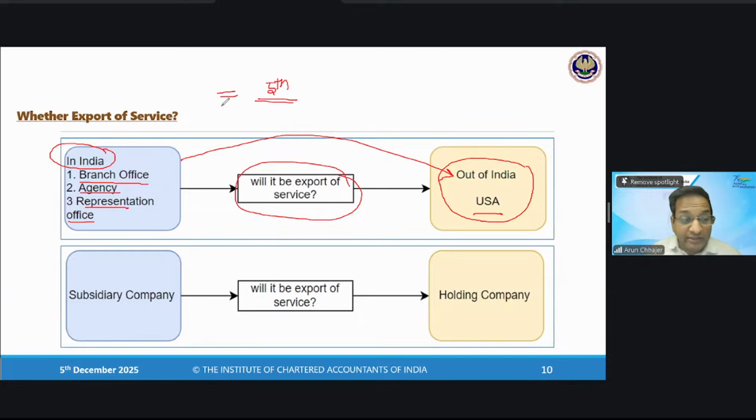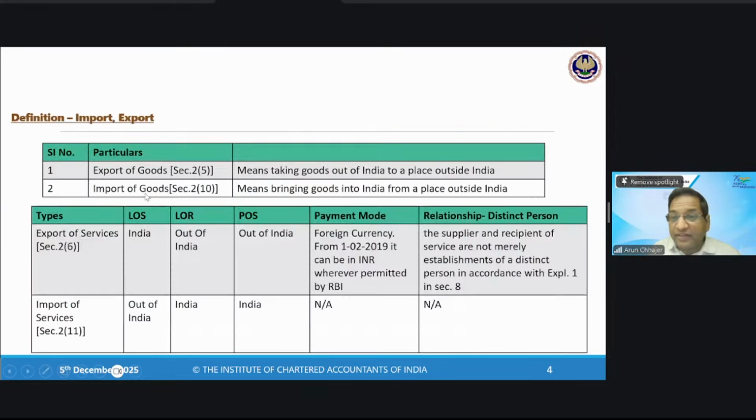What is the fifth condition? Let me go back. The fifth condition is that the supplier and the recipient of the service are not merely establishments of a distinct person in accordance with explanation 1 to section 8. Okay. So we will read explanation 1 to section 8. We will also read the circular and try to understand in which cases the supplier and the recipient would be considered not merely establishments of a distinct person, and in which case they will be considered so.